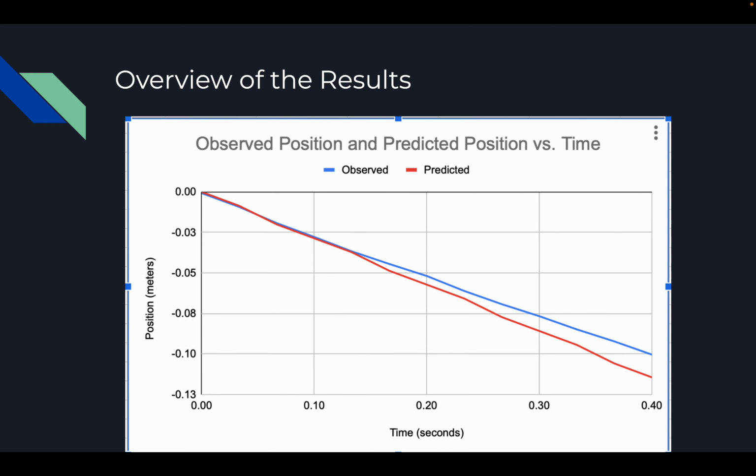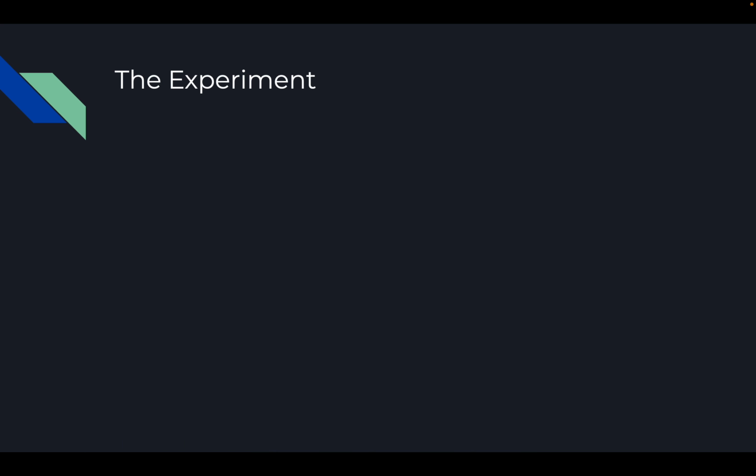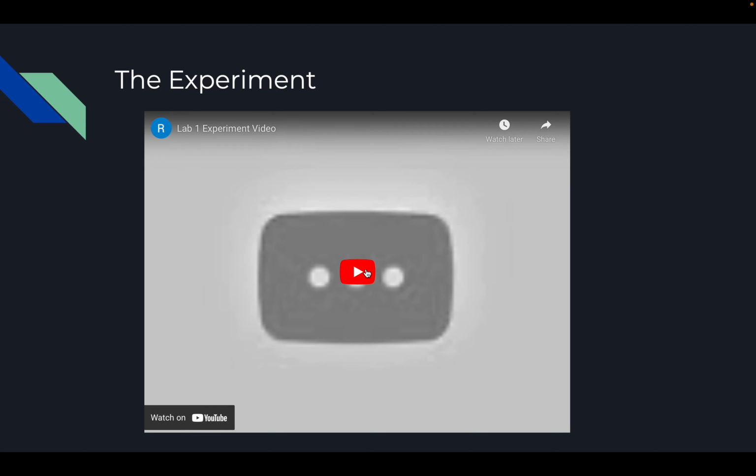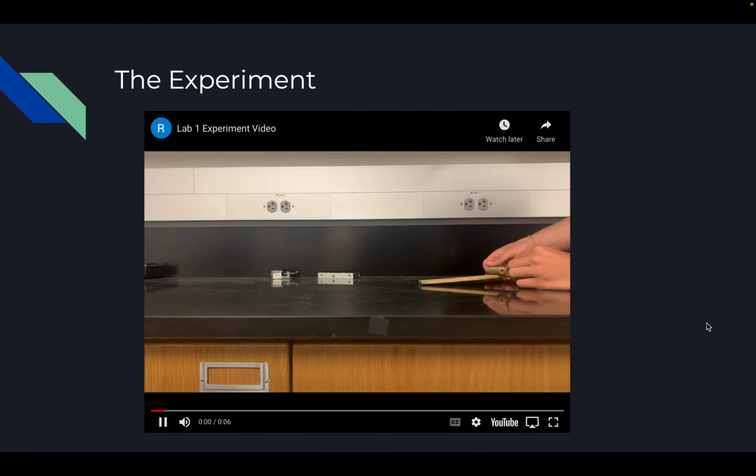Here is an overview of the results and a sneak peek, which shows that the observed and predicted position versus time data nearly aligns throughout the time interval, except as time moves on, the predicted value ends up being a greater magnitude than that of the observed value. Here's a video that we used for our experiment.